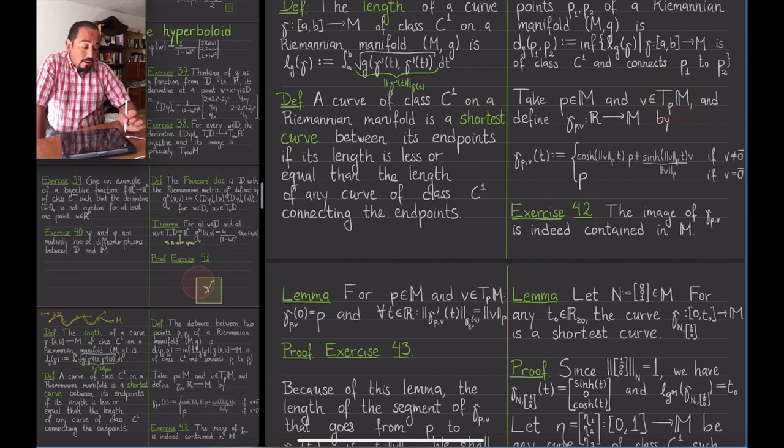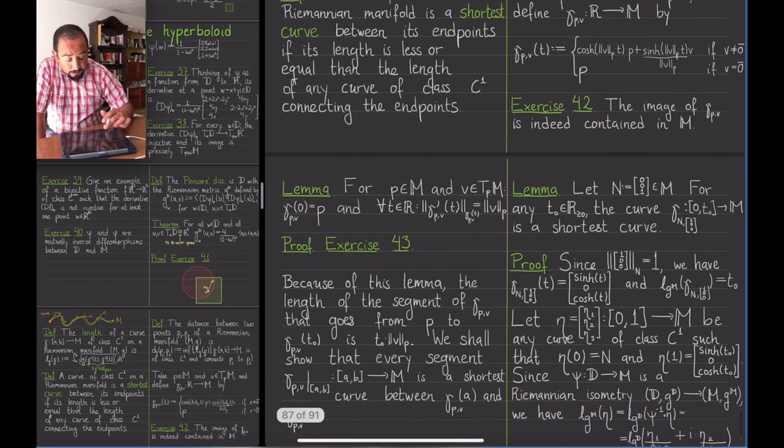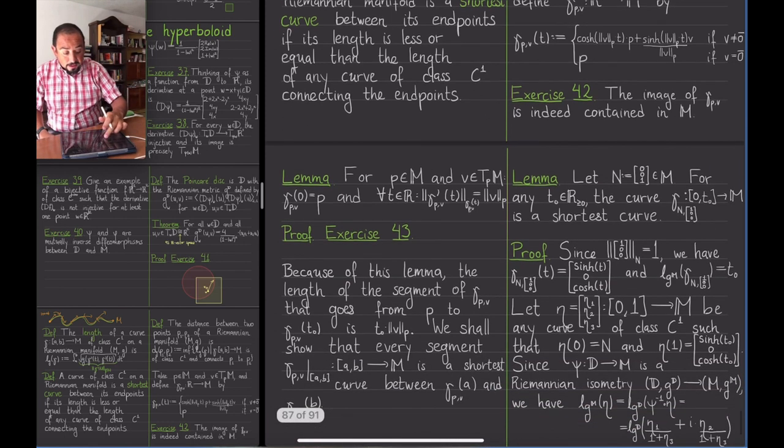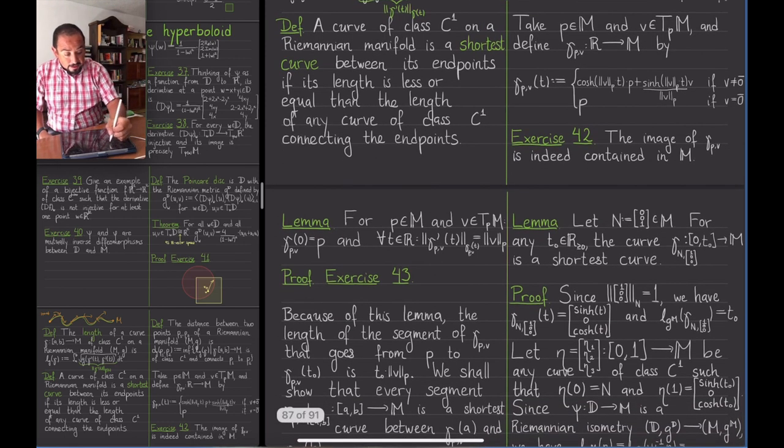So for instance, in particular, if this v, you took it to have norm one, in other words, if you took this vector on the unit circle of this tangent plane, then the length is actually just t naught. So for the part of the curve that goes from zero to t naught, the length of the curve is t naught. So in that case, if v has norm one, this one is parameterized by arc length. That's what it means.